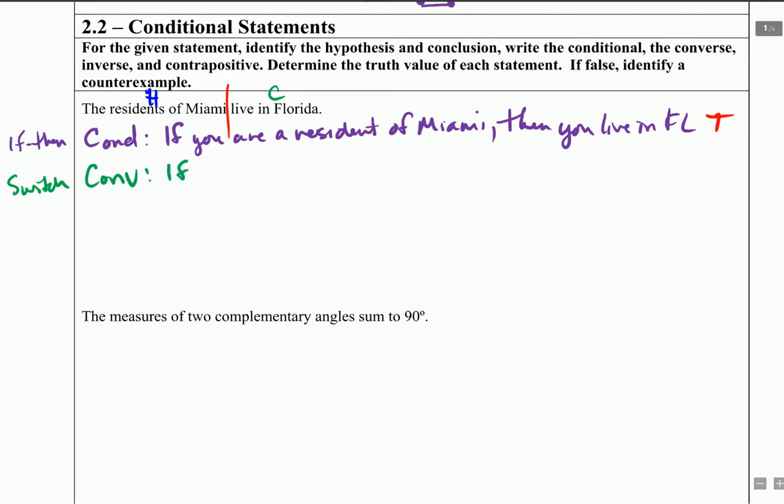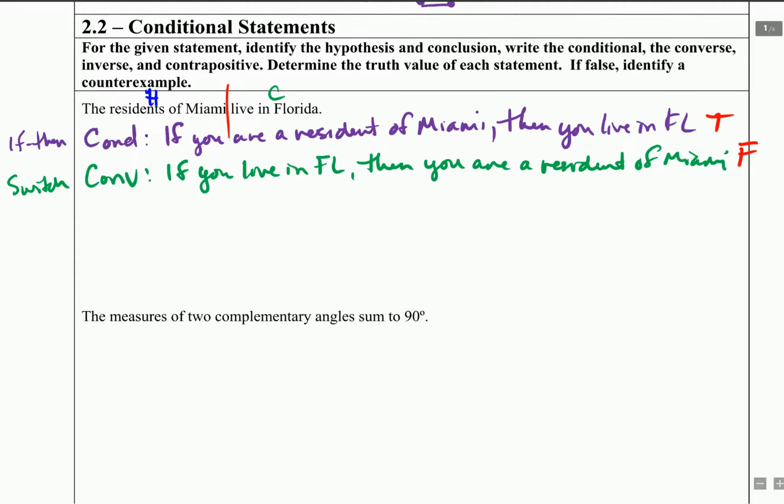So if you live in Florida, then you are a resident of Miami. Is that true? So we're living in Florida. Are we a resident of Miami? We could be, but what about Tampa Bay? What about Orlando, Pensacola, and so many other cities that I can't think of right now? Tons of cities in Florida.